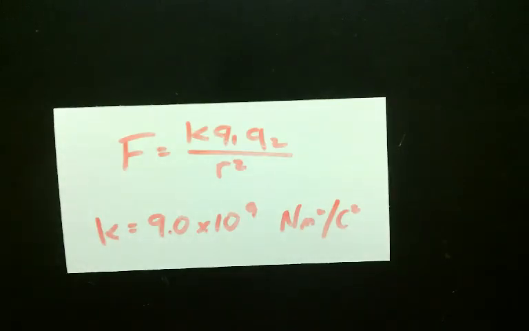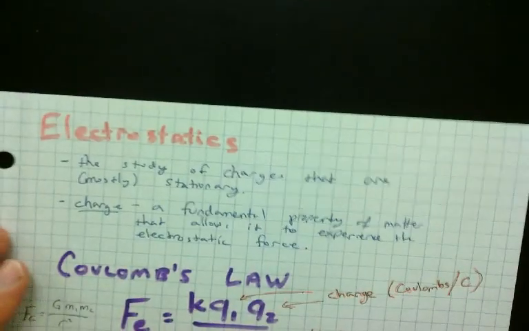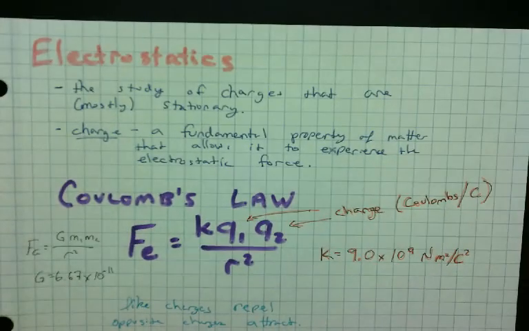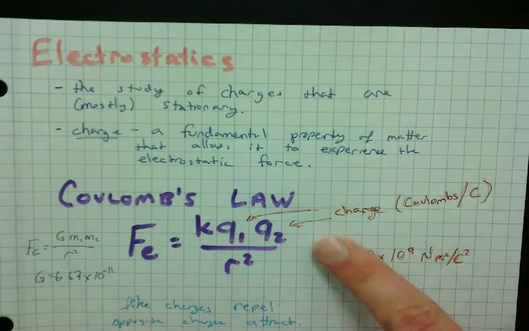All right, if I could take a minute to go over what we've learned this week, right? Let me pull out my notes real quick. What we learned this week is that we're talking about electrostatics, which is the study of charges that are mostly stationary. A charge is a fundamental property of matter that allows the matter to experience an electrostatic force, and these are governed by Coulomb's law.